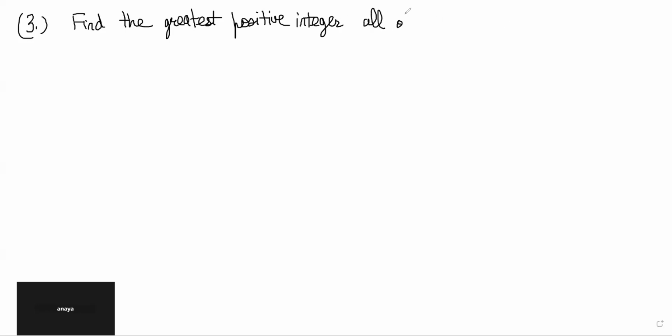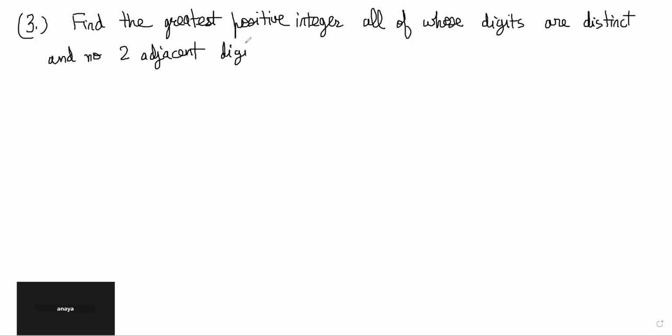The third problem is about a different thing. Now, here we have to find the greatest positive integer, all of whose digits are distinct, and no two adjacent digits are consecutive integers.